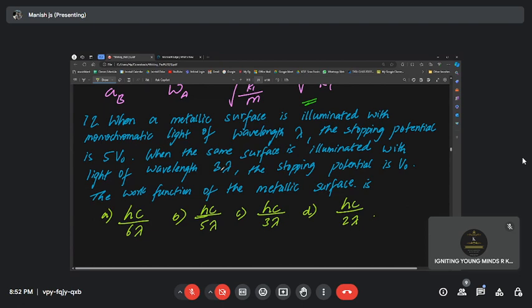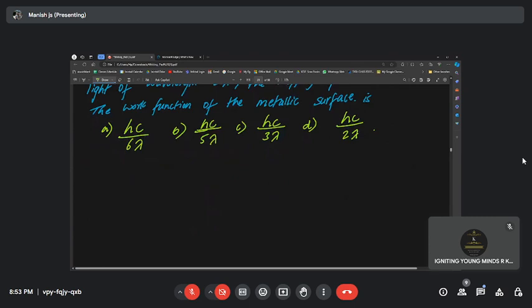Here, they're asking you what is the work function of the metallic surface. So what's the formula for work function? I hope you guys might be knowing. So you can write work function as, anybody? Phi, right? You can write as phi. Phi is the symbol for work function. So here they're asking us what is the work function. This is the question mark. So go ahead and substitute the corresponding formula for work function.